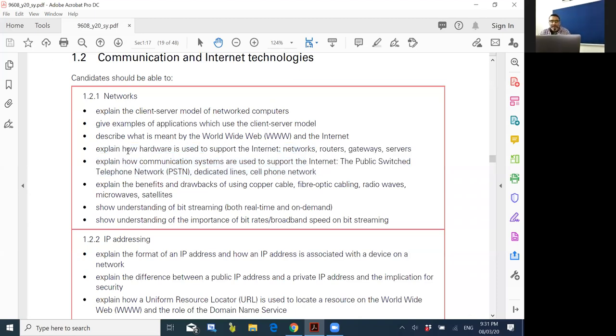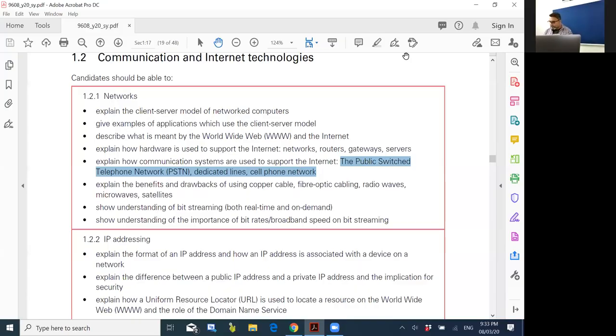So let's see. Explain how hardware is used to support internet networks: routers, gateways, servers. Explain how communication systems are used to support. We discussed public switched telephone networks and cell phone networks, dedicated lines. And further, let's discuss it. Now, routers.